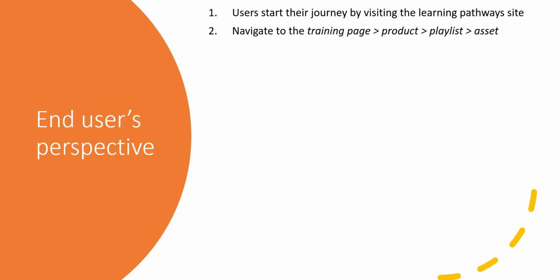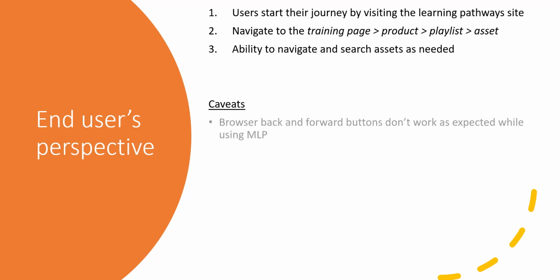Then they navigate to the training page, the main training page, which has all the different tiles for the products. They click on a product, click on a playlist, click on an asset, right? Then, of course, the navigation, as I showed earlier, they can navigate back and forth, search different assets that they're looking for. Some of the caveats to be aware of: the browser back and forward buttons don't work as expected.